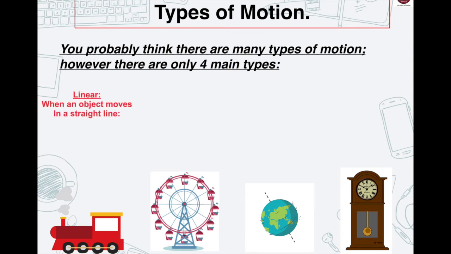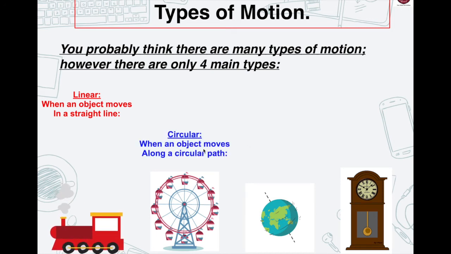The first one is linear motion. This is when an object moves in a straight line. It doesn't have to be a straight line, it could be a curved line or a wiggly line, but if it moves forwards or backwards or up or down or diagonally, if it's moving in a line, then it is linear motion, just like this train. This train going along a track would be in linear motion, just like a car going down a road.